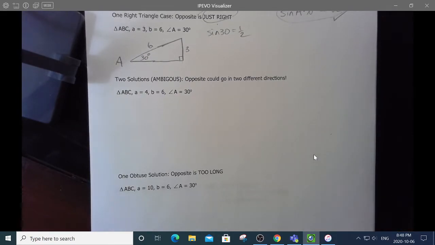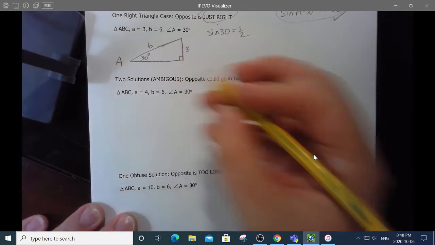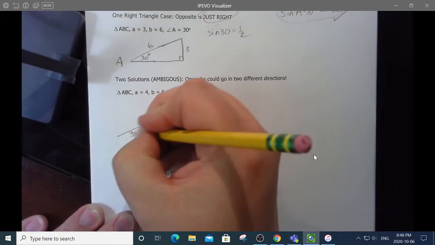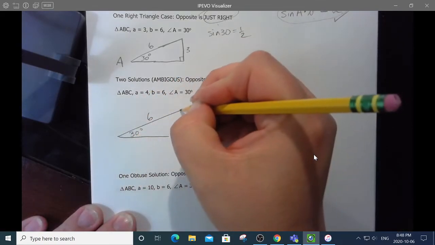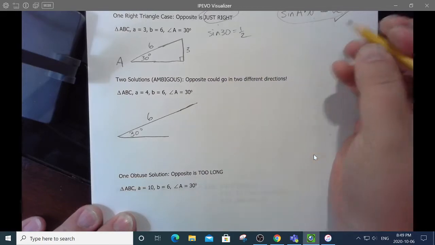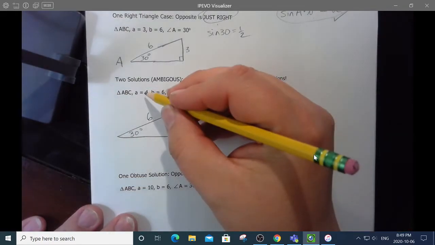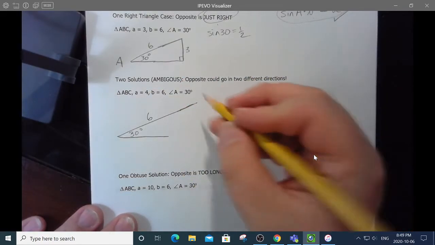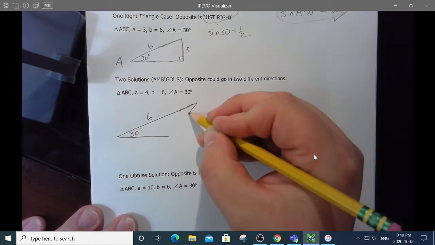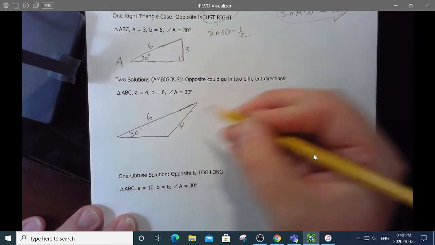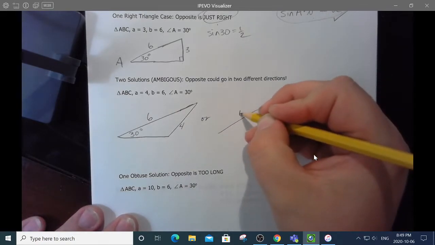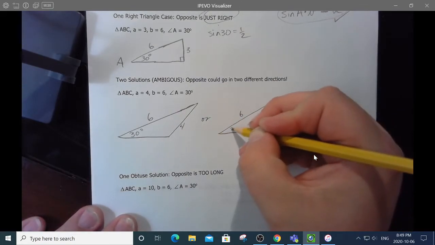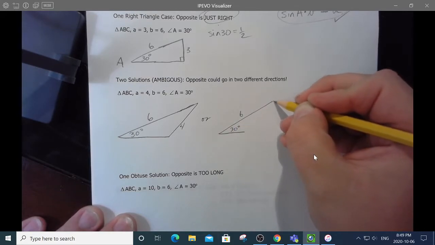Let's look at it. The ambiguous case happens when, for example, I make, again, a good old 30-degree angle. And this side is going to be 6 again. We just seem to like those same numbers over and over again. But this time, side A is 4. And side A being 4 can go two ways. It can go this way, kind of make a long, skinny triangle. Or it can go this way, and make kind of an obtuse triangle.